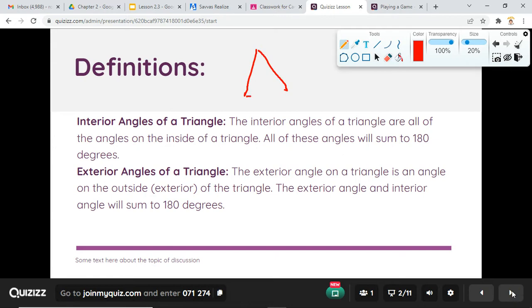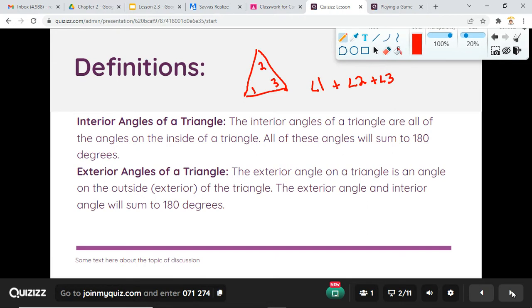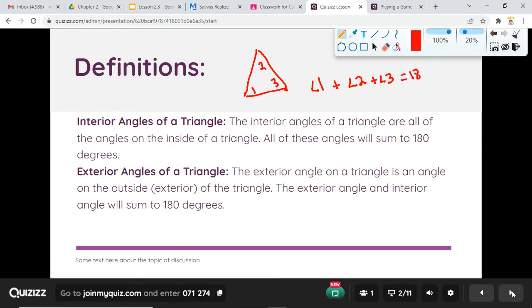So if I have a triangle like this here, we could say this is angle 1, this is angle 2, and this is angle 3. If I add up angle 1 plus angle 2 plus angle 3, then that will just add up to 180 degrees. So all of the angles inside a triangle will add up to 180 degrees. That is our first definition.